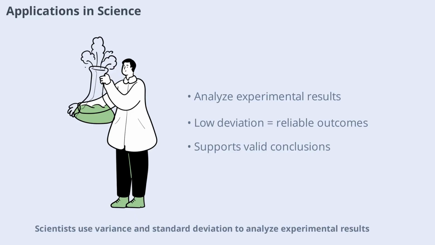Scientists use variance and standard deviation to analyze experimental results. For instance, in medical research, these measures help determine whether a treatment consistently produces similar outcomes. High standard deviation might indicate that the treatment's effects are unpredictable, while low standard deviation suggests reliable results. This information is crucial for drawing valid conclusions from experiments.